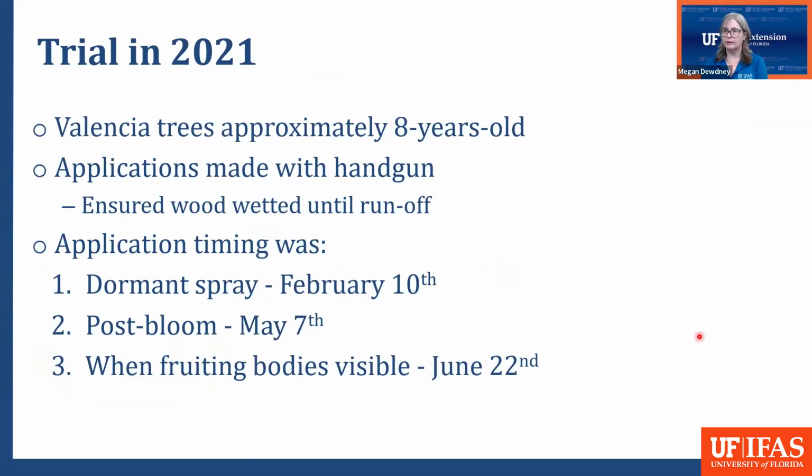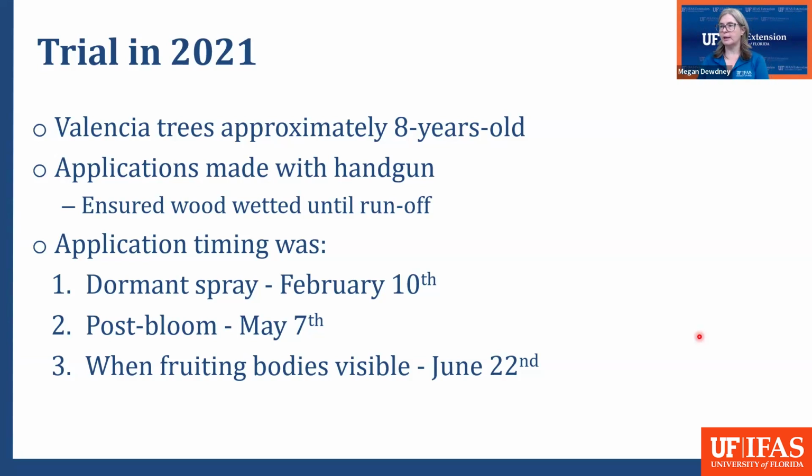So how do we control this? I've done a few trials. I'm going to just show you one or two here. This is a trial from 2021. We were looking at Valencia trees. These were approximately 8 years old at the time of this trial. They had been somewhat stunted by HLB, and they had a lot of bare wood on the top of the canopy. That was alive, but it was bare.